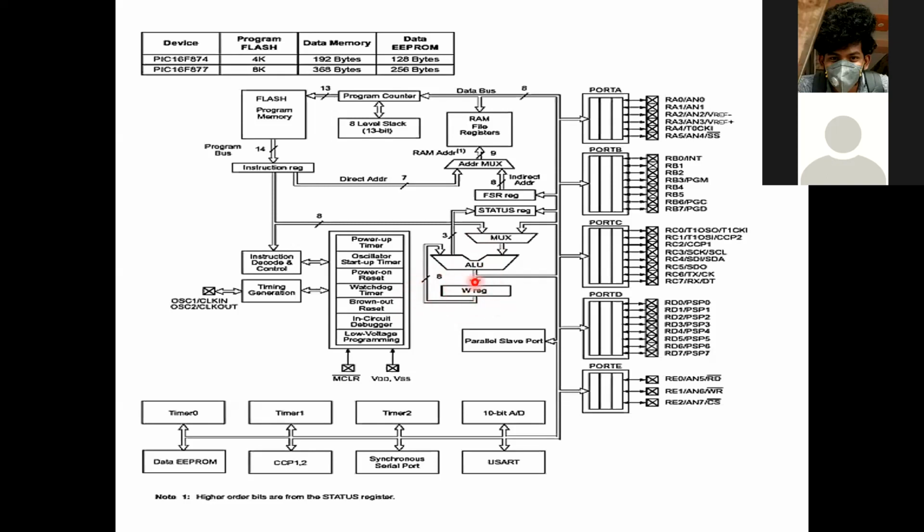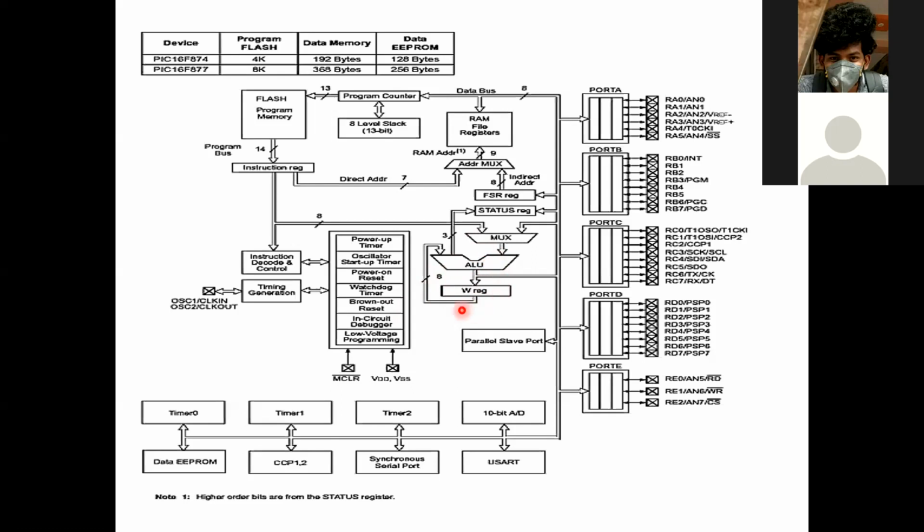Okay, the W register. The full form of W register is working register. Working register means what we call the accumulator. That is the working register here. Don't get confused. They say W register, and W register is nothing but the accumulator.